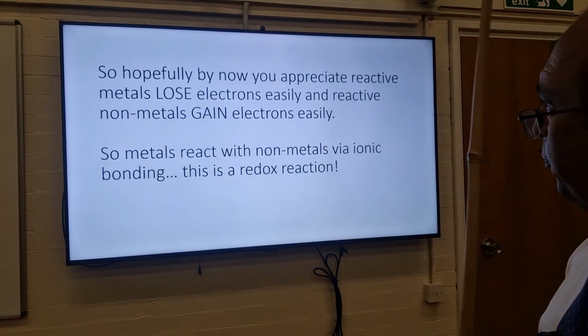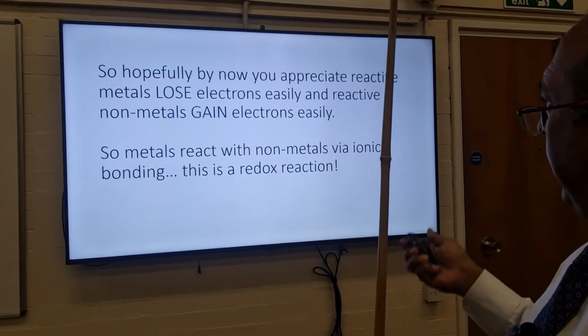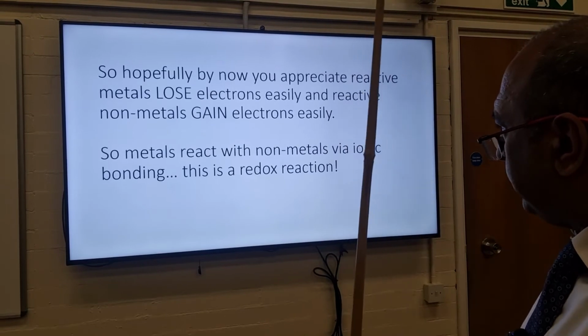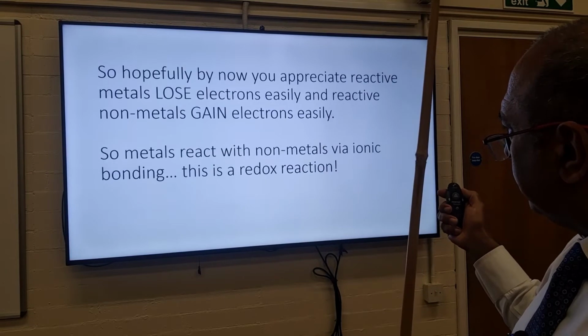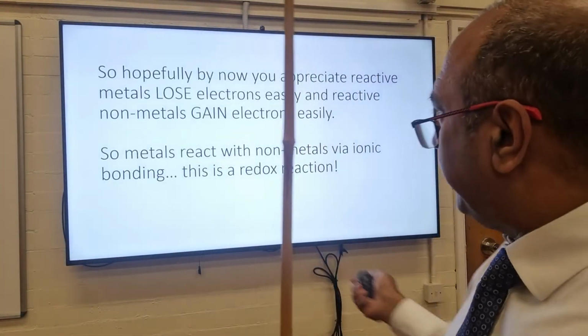Hopefully by now you appreciate the metals lose electrons easily and the non-metals gain electrons easily. So metals that react with non-metals, that's a redox reaction.